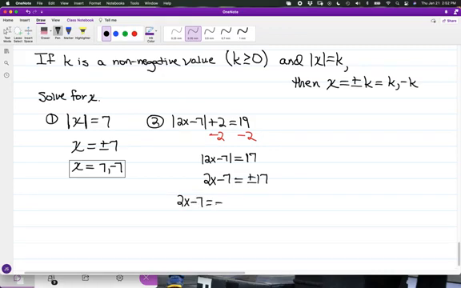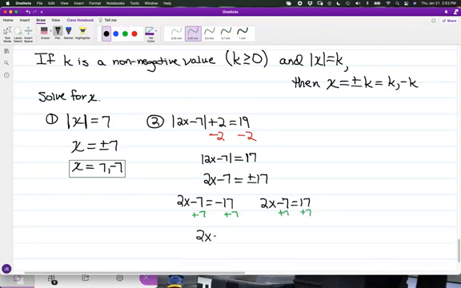Yeah, 2x minus 7 equal to positive or negative 17. So you have for 2x minus 7 equal to negative 17, and for 2x minus 7 equal to positive 17. So if I isolate the x term for both equations, I can add 7 to both ends.